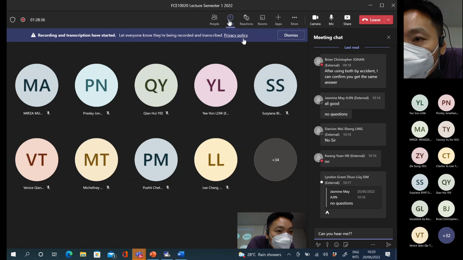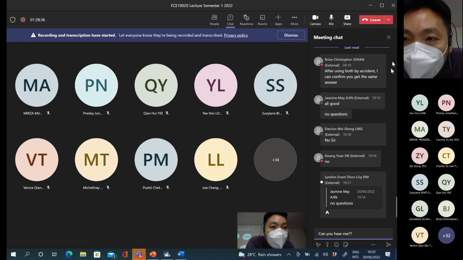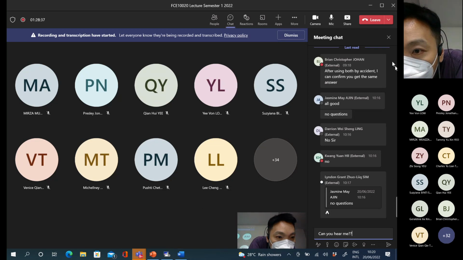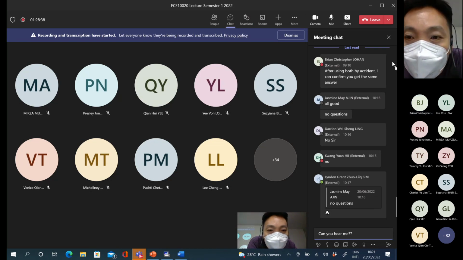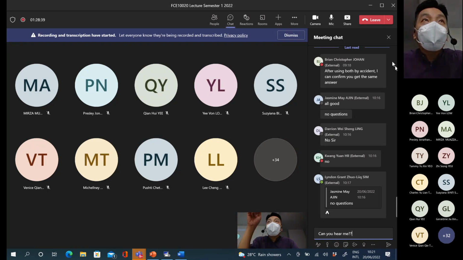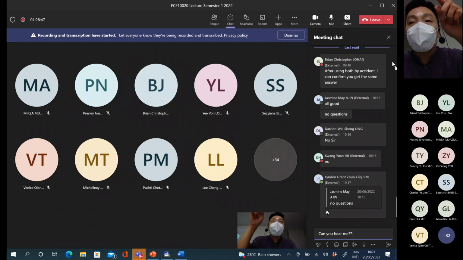After using both, I can confirm you get the same answer, Brian. Yes, correct. If you use the mathematical equation and also the graph, you get the same x and y value. That was from the formula y2 minus y1 over x2 minus x1. If you start from y2, then your denominator must start from x2. If you start your formula with y1, then your denominator should be x1.